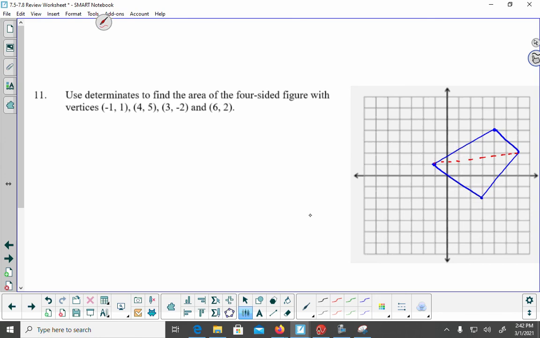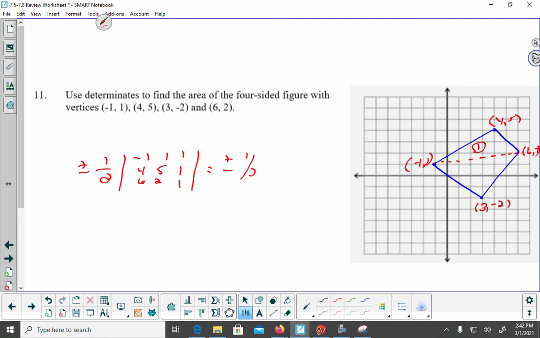So this point here is -1, 1. This point here is 4, 5. And this is 6, 2. And finally, this is 3, -2. So doing the top triangle, which I'm just going to call 1, I'm going to say plus or minus 1/2. Those ordered pairs are going to be -1, 1, 4, 5, and then 6, 2, column of ones. So when I did the determinant of that, I got -23. So half of that would be 11.5. Remember, whatever I need to do to make it positive.